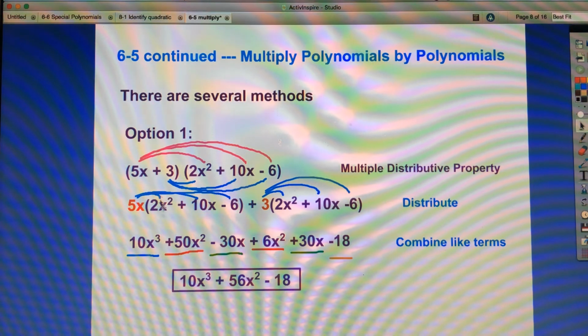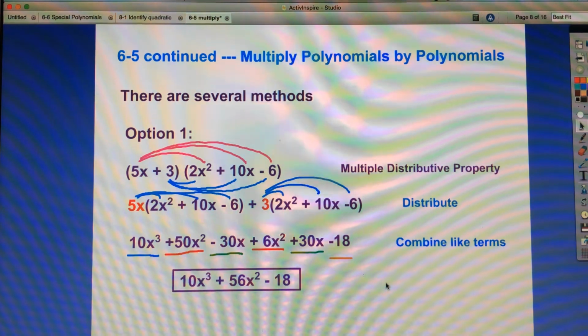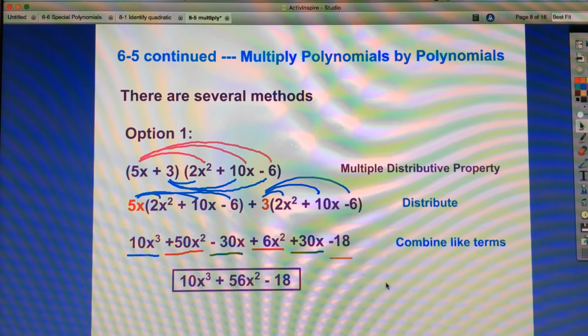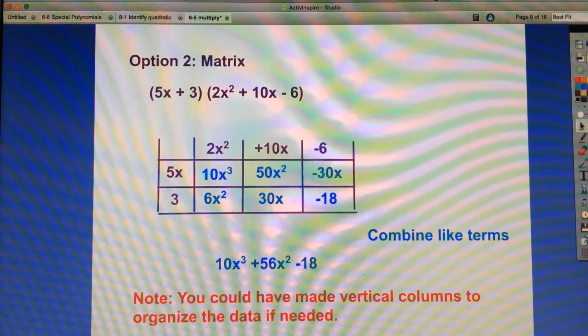Something that seems so complicated when you just look at it, you get overwhelmed and you don't even want to begin. It's okay to begin slowly. You have to practice to understand it.